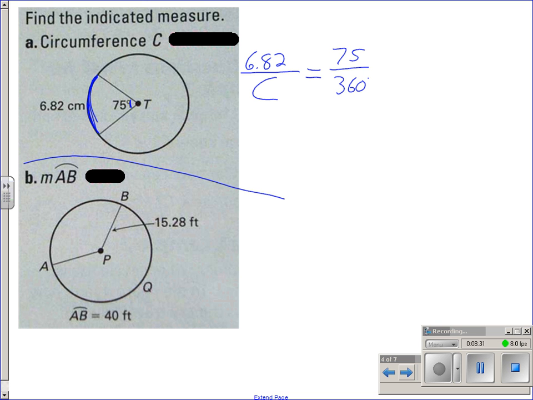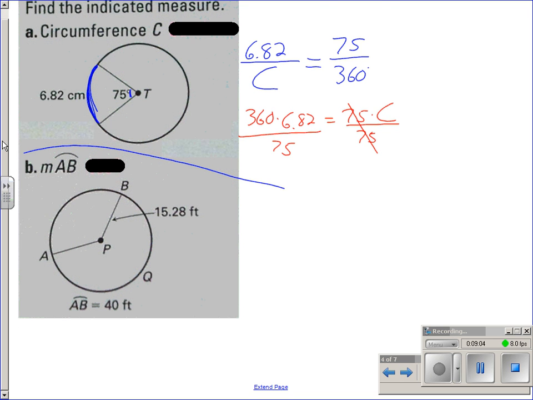Since we're trying to find the circumference, we don't need to plug in that 2 pi r. We just need to know what the circumference is, so we can just solve for c. This is just a basic cross multiplication: 360 times 6.82 equals 75 times c. We're trying to solve for c, so divide by 75. I'll let you figure out that number: 360 times 6.82, get an answer, divide by 75.